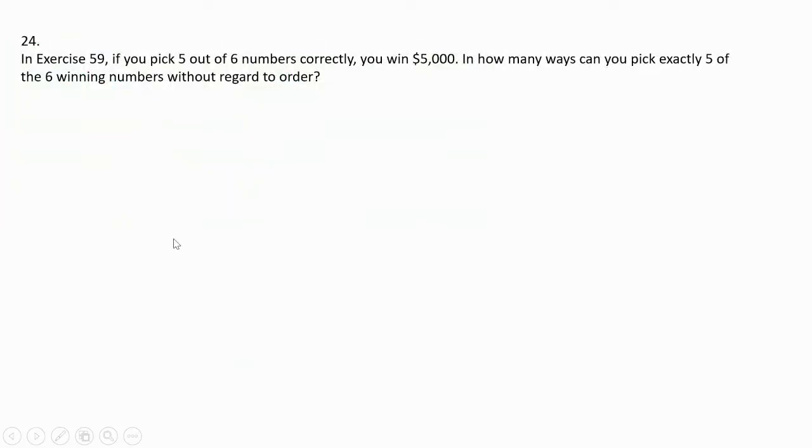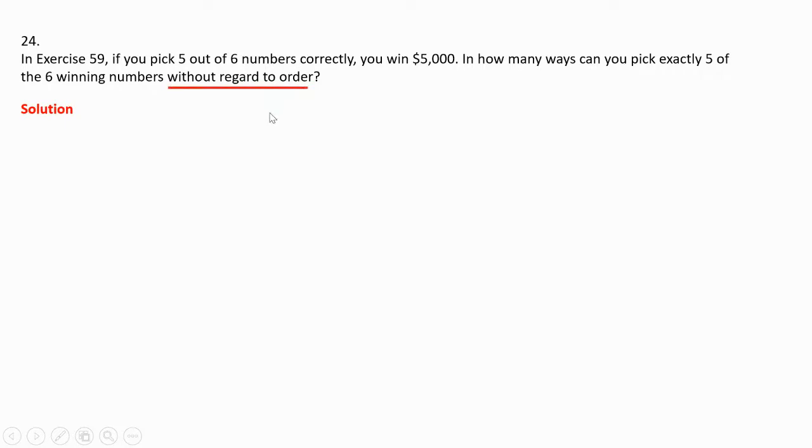Okay, now I believe I need like 2 more or 3 more. So we're almost done here. And this comes from the book. In exercise 59, you pick 5 out of 6 numbers correctly, you win $5,000. And how many ways can you pick exactly 5 out of the 6 winning numbers without regard to order?